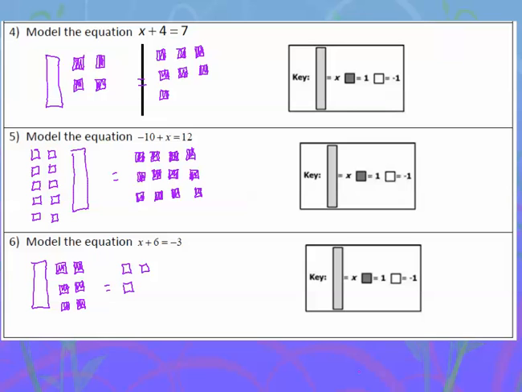Okay, and here are the answers to those 4 problems. You don't have to have your squares laid out exactly as mine, as long as there's 4 positives and 7 positives, 10 negatives and 12 positives. They don't have to be laid out in the same kind of pattern that mine are. As long as they're all over there, that's fine. Okay?